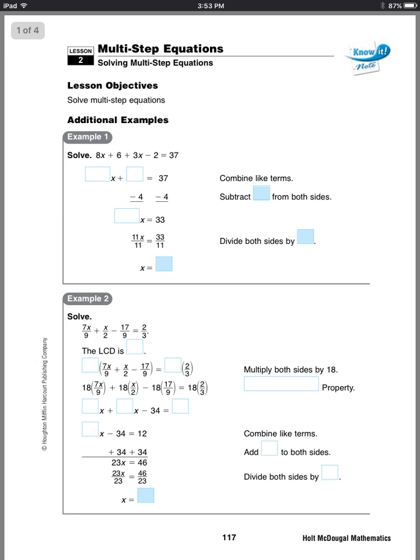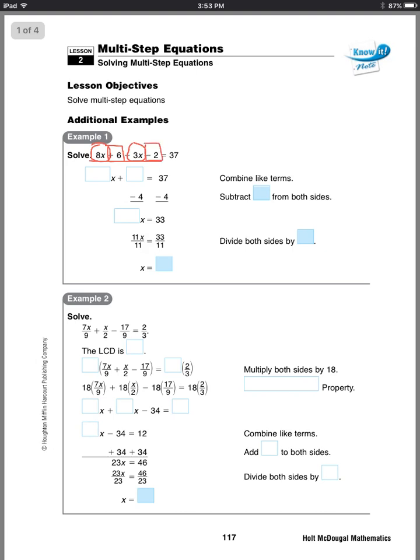A good clue is to look at the side that has more than one term. So in this case, we're going to look at the left side here. And what we're going to look at first is if there are any terms we can combine. So we have a term with an x, and we have another term with an x. And then we have a term with just a constant and another term that's just a constant.